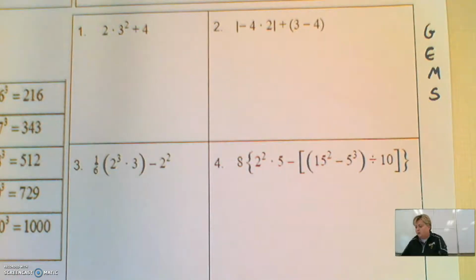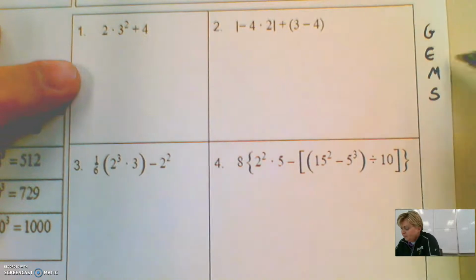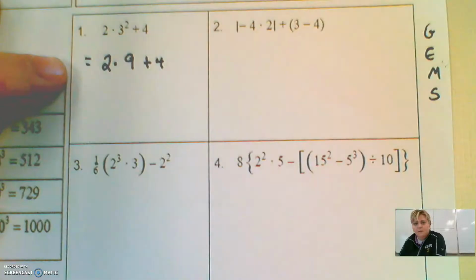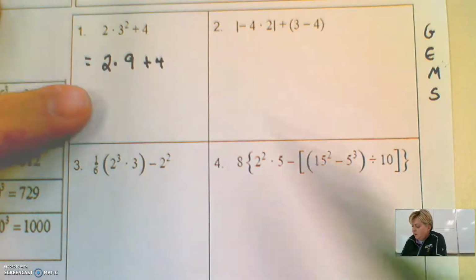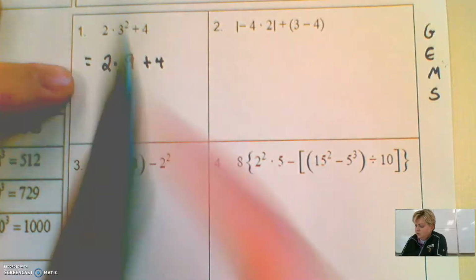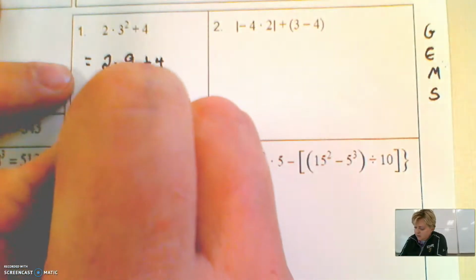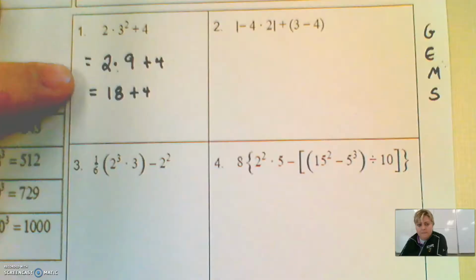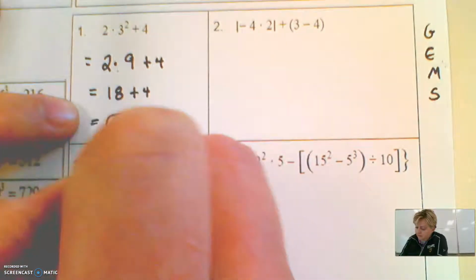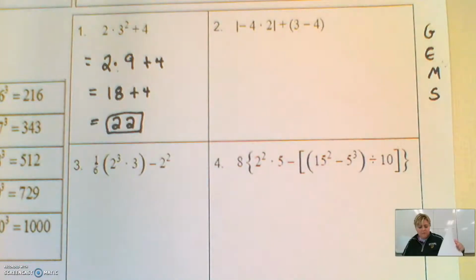So for G on problem 1, there's no grouping, but we do have exponents. So 3 squared, 3 times 3 is 9. Everything else just comes down. All right, we have multiplication and addition. Multiplication comes first. 2 times 9 is 18. 18 plus 4 is 22. And notice that I took one step at a time. One step at a time.